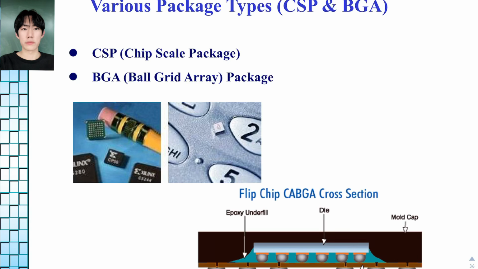Next is the CSP type and the BGA type. The BGA type is a matrix type. It has a solder ball array on the backside. This is the backside. So the fault rate is low, but changing is difficult. The CSP type has solder balls denser than the BGA type. The CSP type size is less than 120% of the semiconductor size. This is very small.